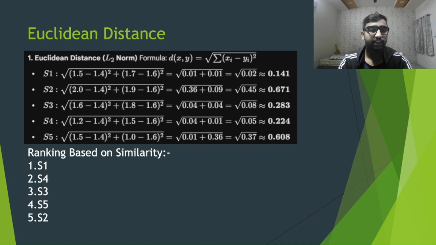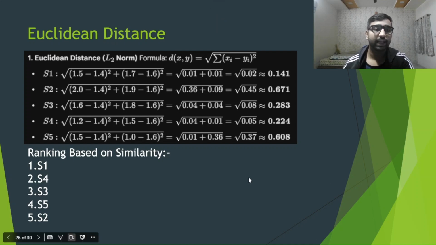First, the Euclidean distance. The formula for Euclidean distance is the square root of the sum of squared differences of the corresponding values of two data points. So here we'll calculate that by taking the values of each data point in x and taking the values for the given data point in y. After the calculation, we get the following values.